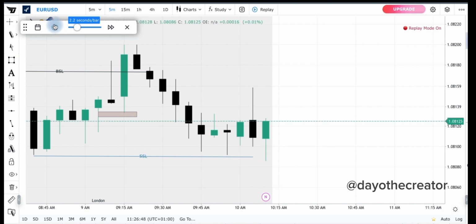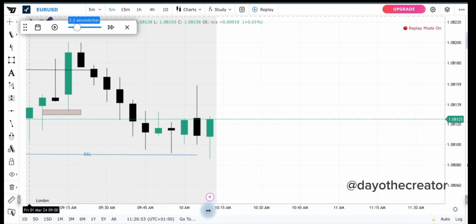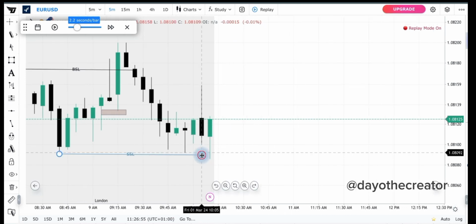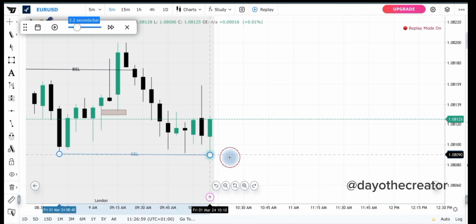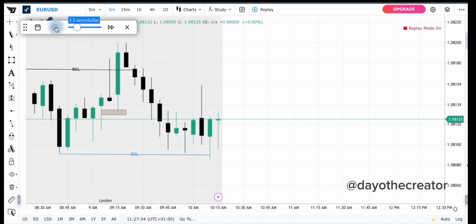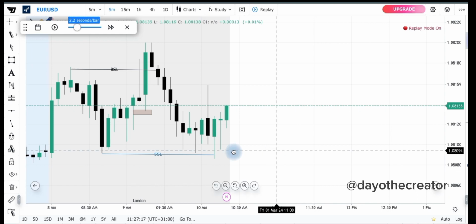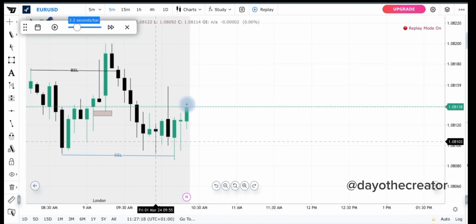As you can see, the market has swiped our sell side liquidity. Let's see whether it's going to take out our sell side liquidity with a body. So as you can see, it hasn't taken out the sell side with a body, it just swiped it, thereby showing you that it's definitely going to buy.